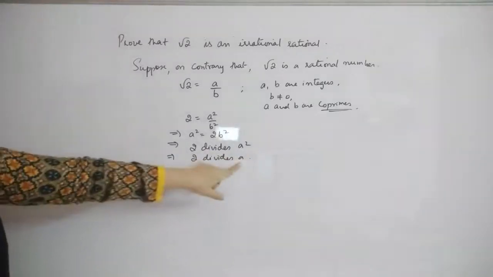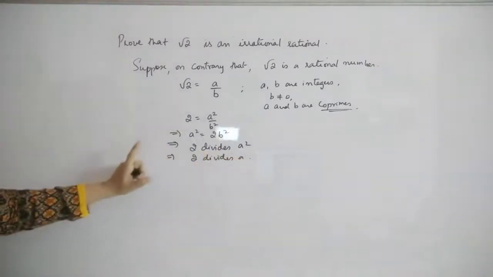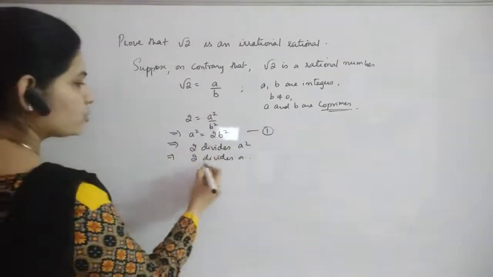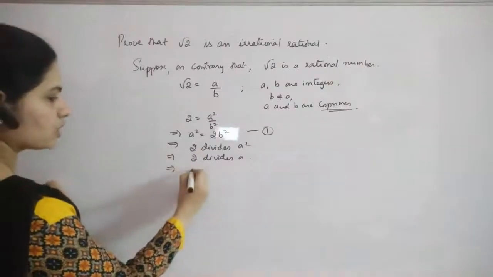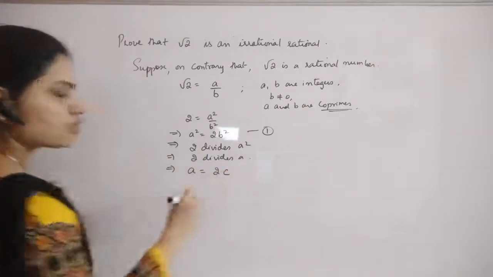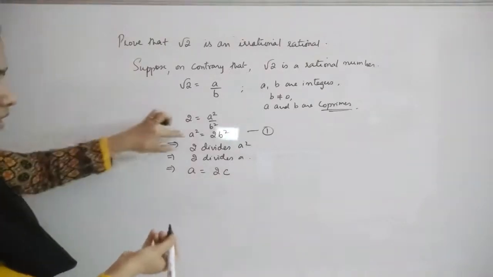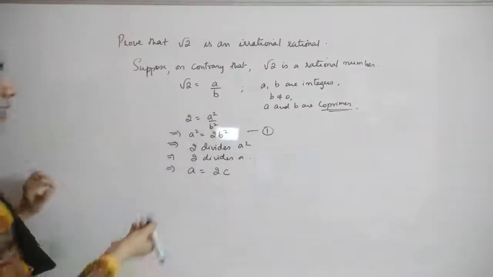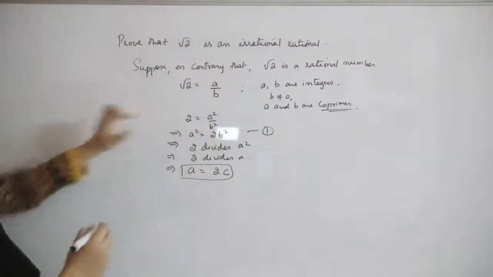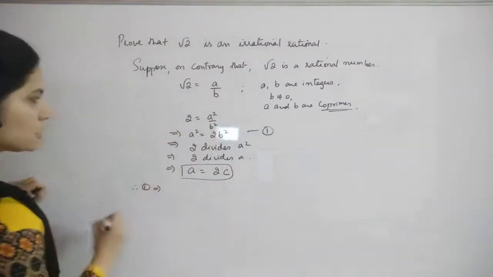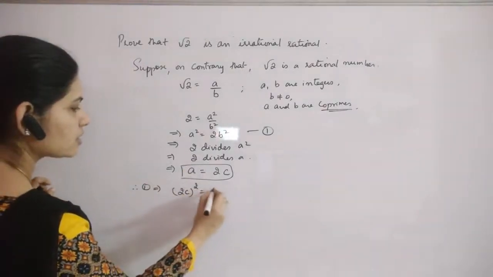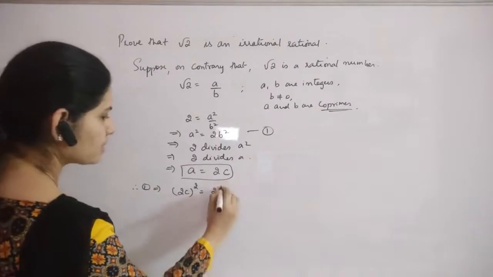If 2 divides a, a will be a multiple of 2. This is your equation number 1. Now 2 divides a means a can be written as a multiple of 2, so you can write 2 into some other number c. Already you have used a and b, so we are using c. Now this a equal to 2c will be substituted in the first equation. Therefore equation 1 becomes a square, instead of a square you can write 2c the whole square, is equal to 2 into b square.